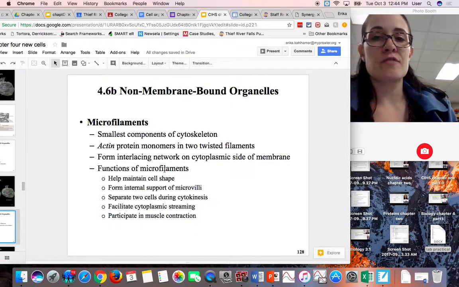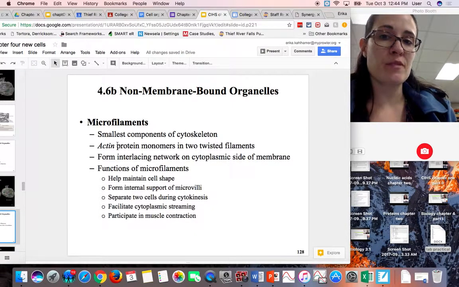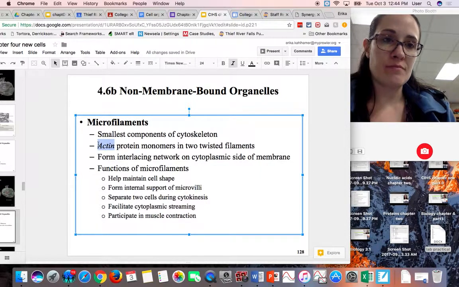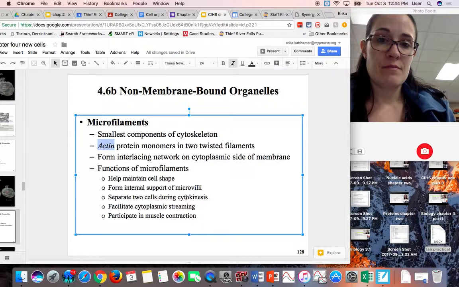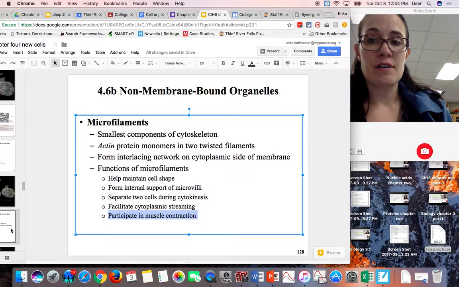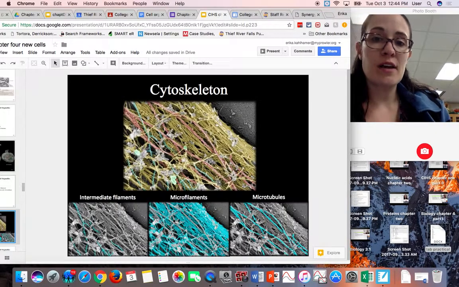This just shows them arranged right here from smallest to largest. So microfilaments are the smallest. A very important example is actin, which is involved in muscle contraction. They help separate cells during cytokinesis, or the division of cytoplasm. And they participate in muscle contraction, because actin is an example. So again, many diverse functions.